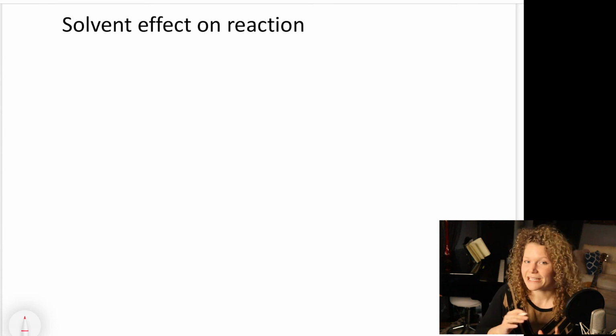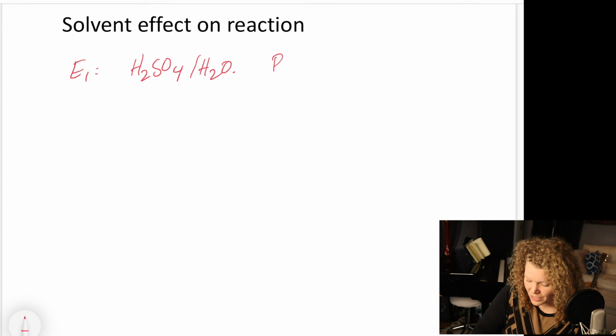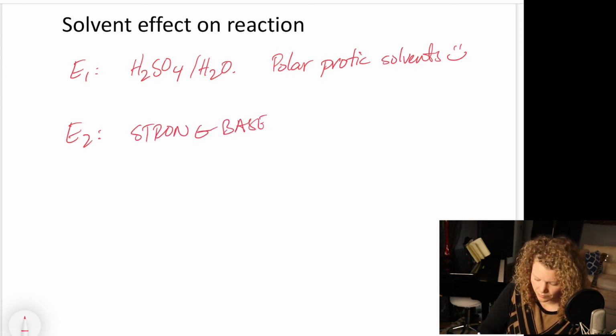Let's discuss briefly E1 and E2. Now for E1 reactions, we're typically using very acidic mixtures in water. So these polar protic solvents are good. And then for E2, we require a very strong base. Now for E2 reactions, we're typically doing them in polar protic solvents as well.